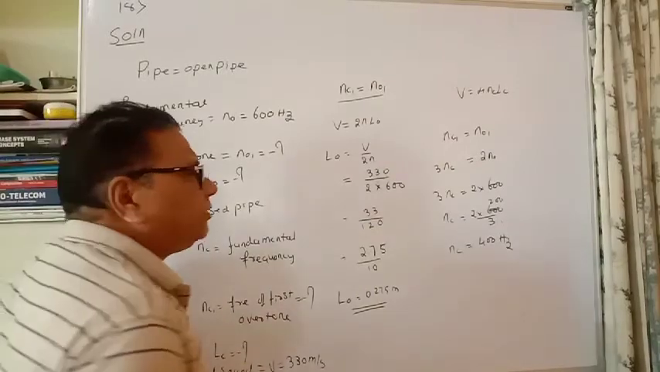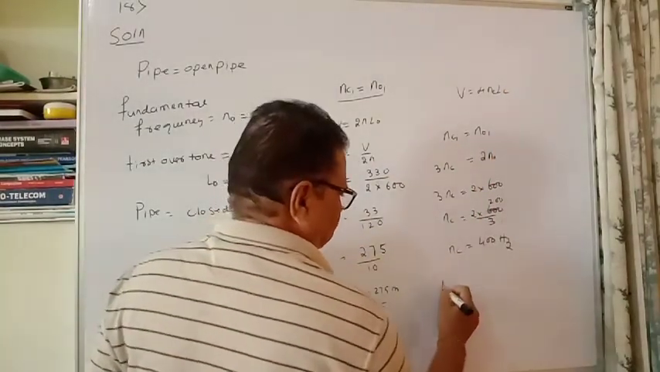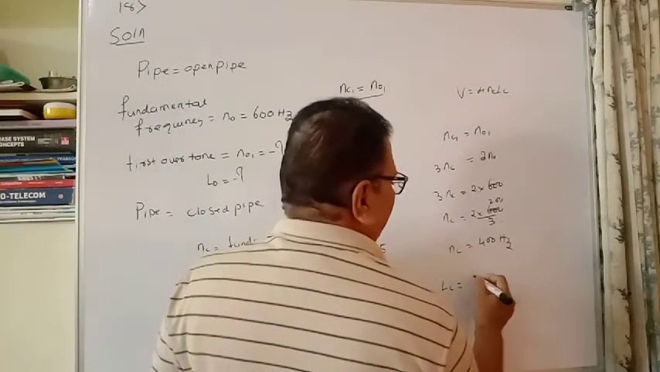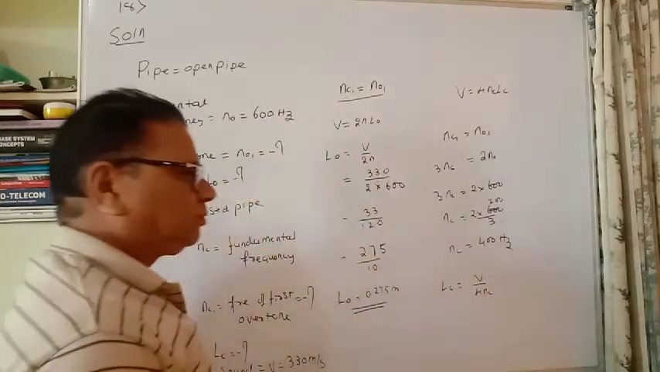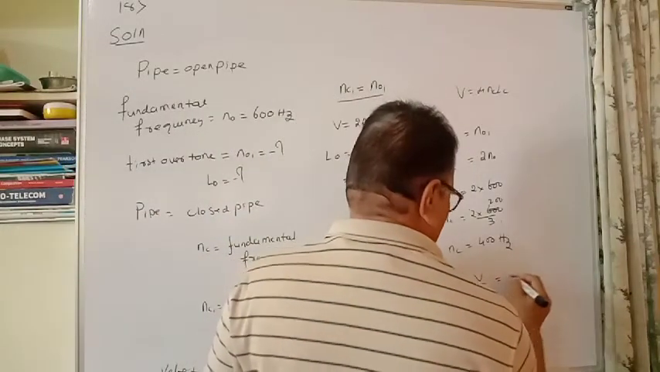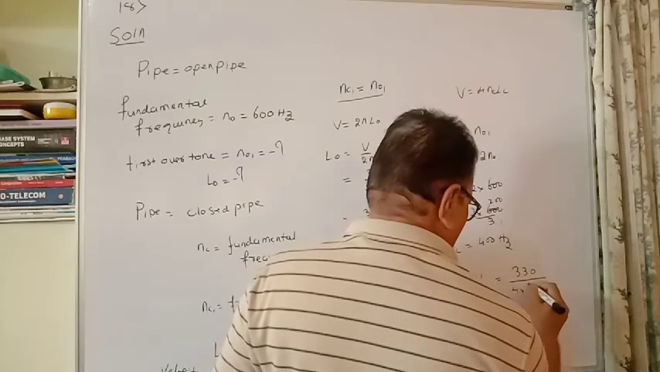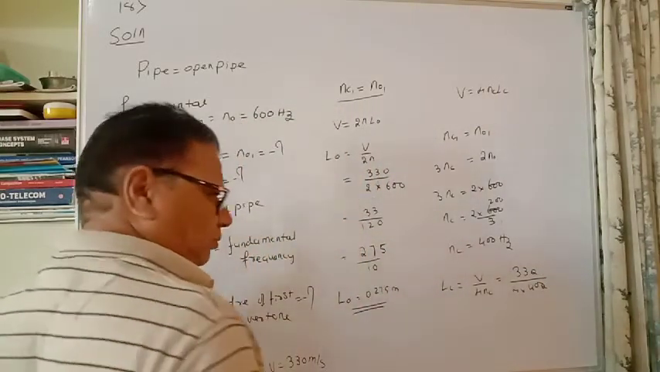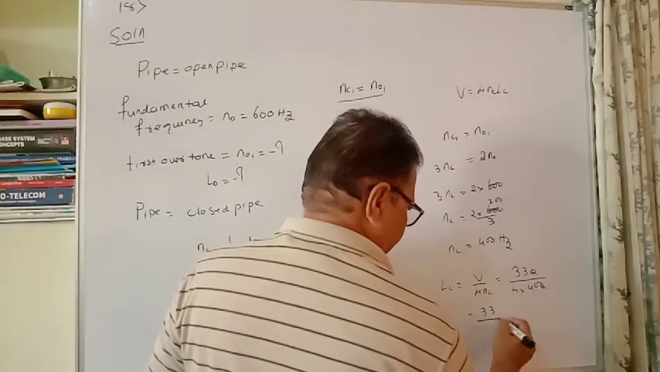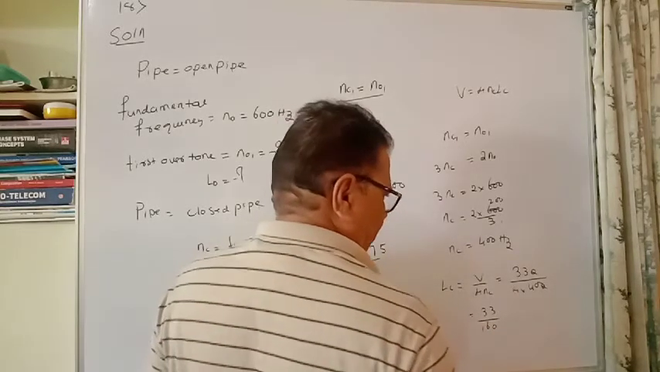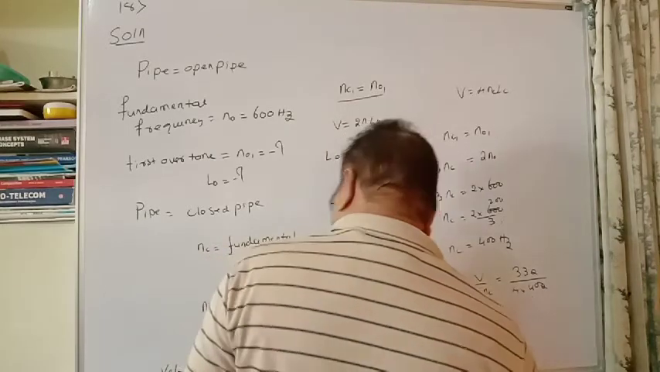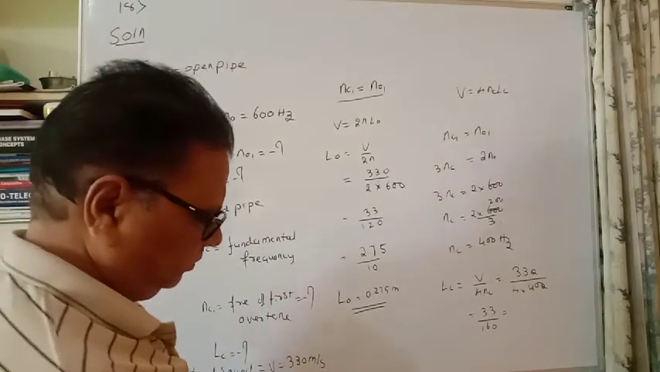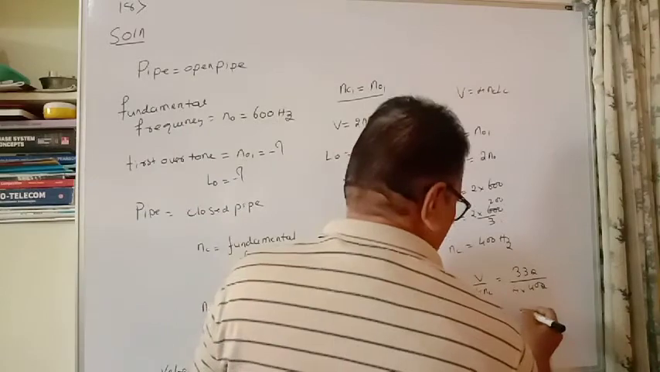So now we have determined NC, let us determine LC, the length of the closed pipe. LC is equal to V upon 4NC, which is equal to 330 divided by 4 into 400, which is 33 divided by 160. Let us divide it using the log table. Log of 33. Copy the line here.